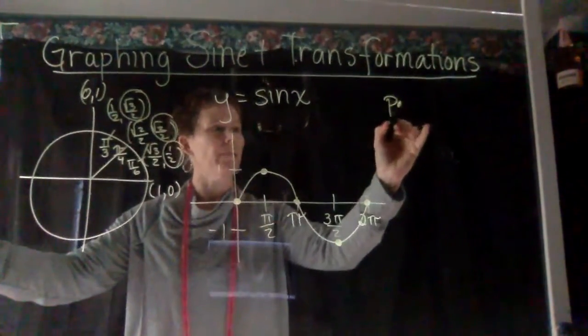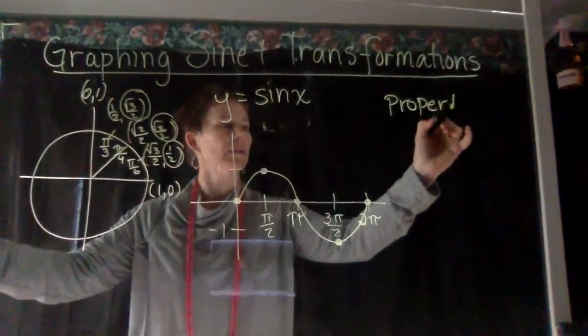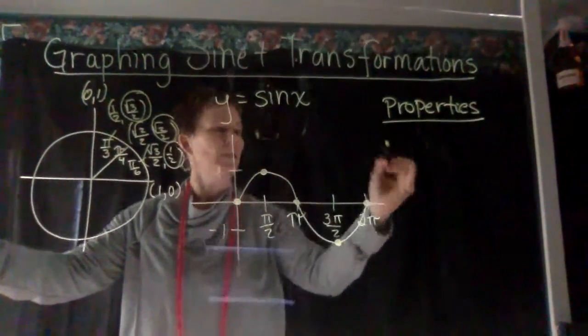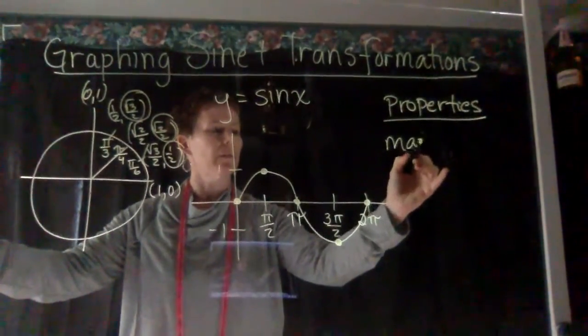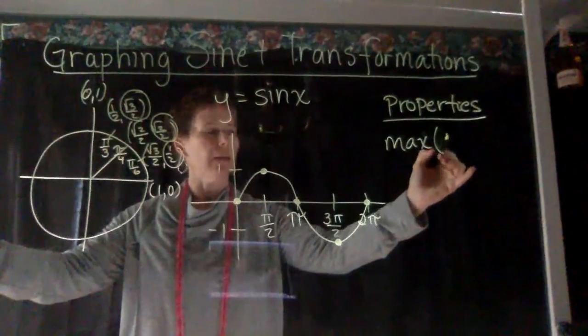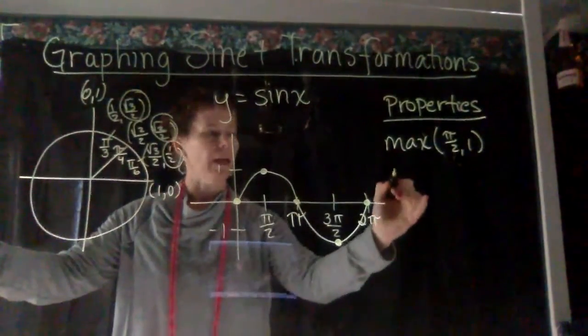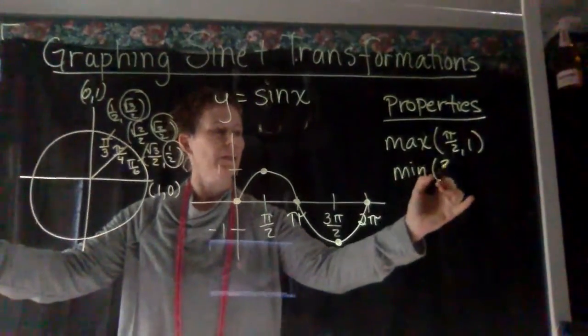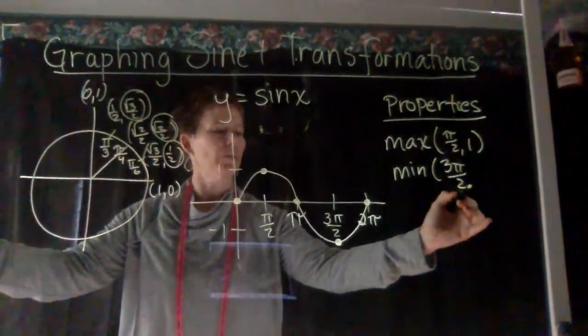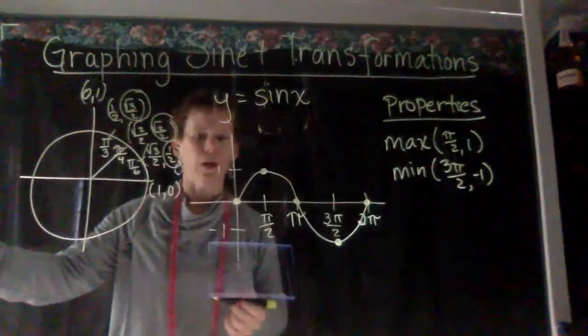For our properties, I have a max at the point when x is pi over 2 and y is 1. I have a minimum at 3 pi over 2 and negative 1.